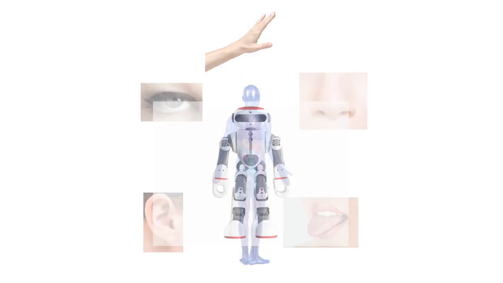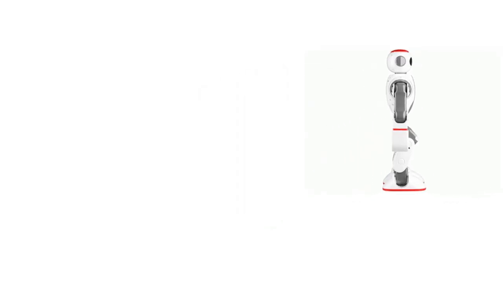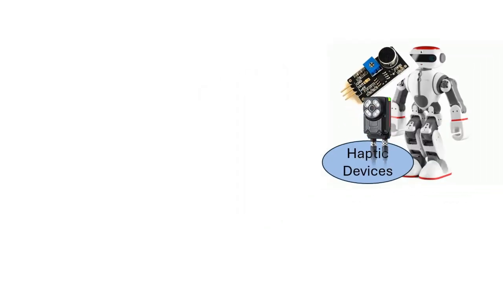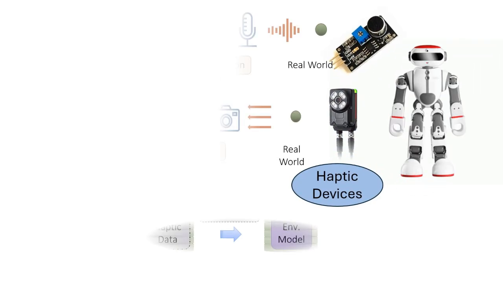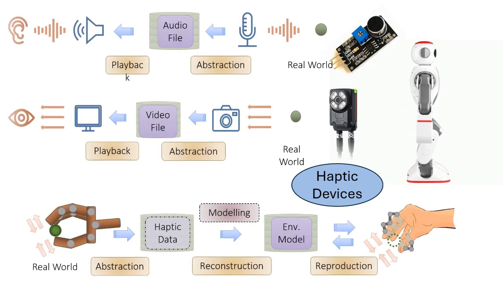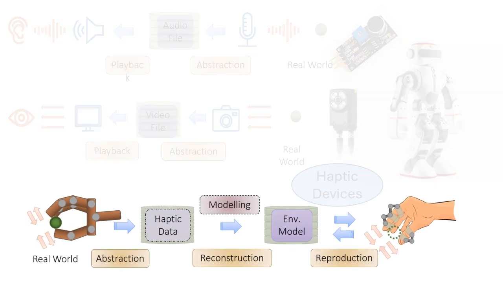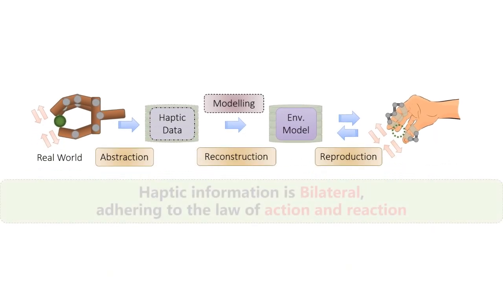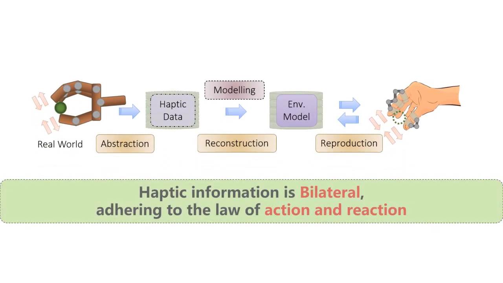Have you ever imagined how your life would be without the sense of touch? Every day, we interact intensively with machines through auditory and visual senses, but still, we often ignore the sense of touch that we trust most. Unlike acoustic and vision information, haptic information is bilateral, adhering to the law of action and reaction.